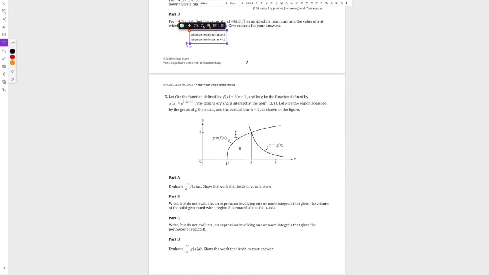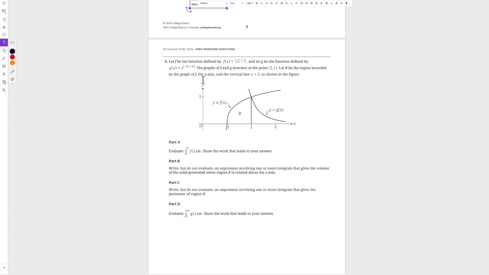Alright, on to question 5. Let f be the function defined by the cube root of x minus 1, and let g be the function defined by g of x equals e to the -2x plus 4. The graphs of f and g intersect at the point 2, 1. Let R be the region bounded by the graph of f, the x-axis, and vertical lines. Alright? Evaluate the integral from 1 to 2 of f of x dx. So, what is f of x? It's just this region. That's it.